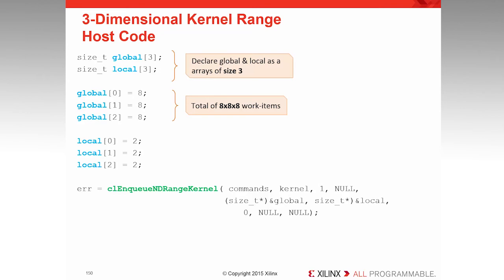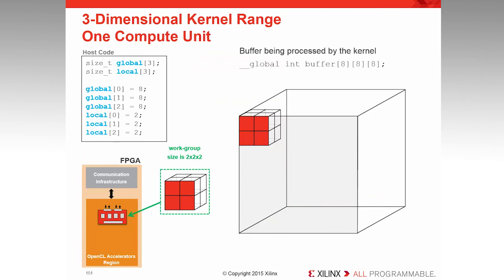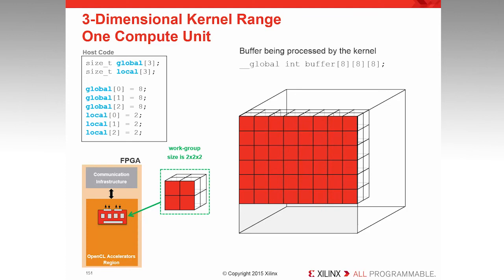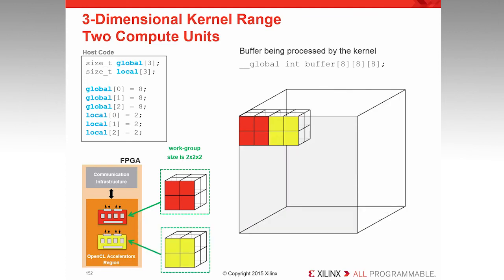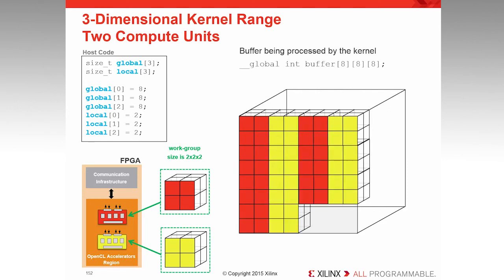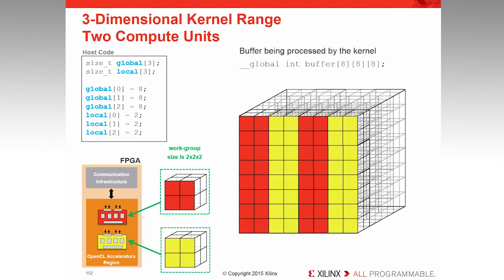Local is set to a workgroup size of 2 by 2 by 2. The host launches the kernel and passes the pointers to global and local. A single compute unit fetches and processes 8 elements at a time from the 3-dimensional array until the entire array is traversed. 2 compute units fetch 8 elements each and process them in parallel. Similar to earlier examples, the compute units fetch interleaved chunks of data until the entire array is traversed.